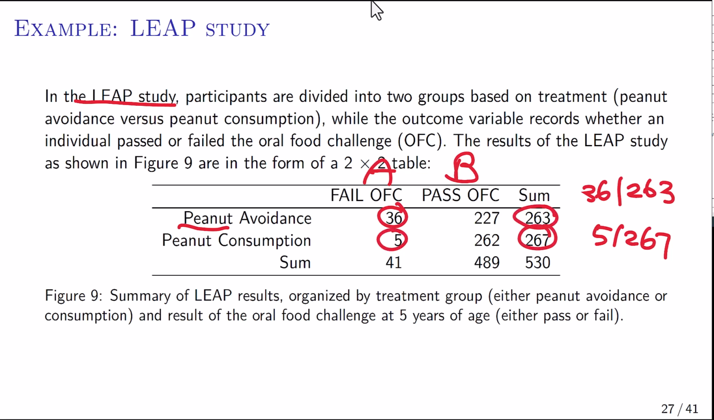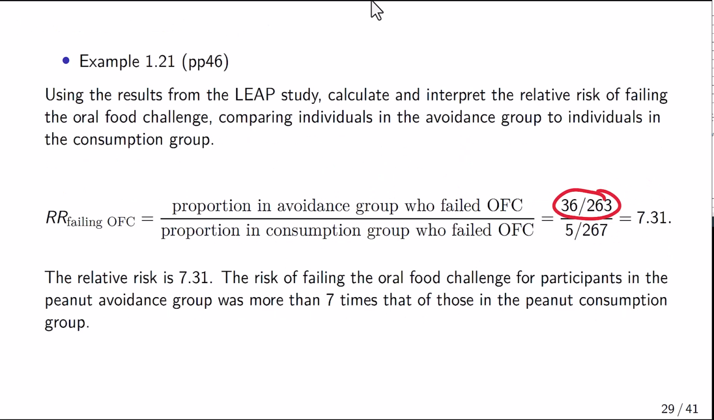Now we take a ratio. That's exactly what I'm doing here, right? That's the relative risk of failing the OFC for the group of avoidance to the group of consumption. After we get it, this is about 7.31. How to interpret this 7.31?